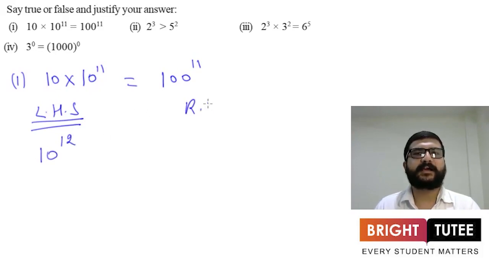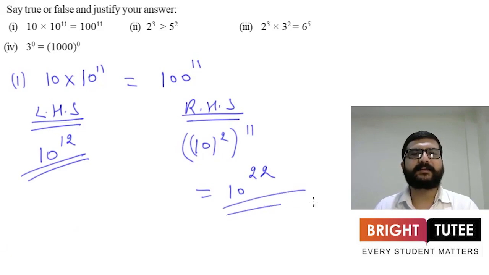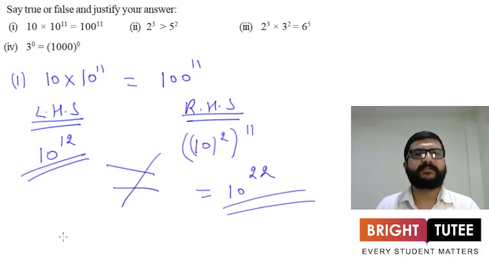Now let's see for RHS. RHS is 100 to the power 11. We can write this as 10 to the power 2 whole to the power 11, because 10 to the power 2 is 100. So this is 100 to the power 11 basically. Now this will give us 10 to the power 2 into 11, that is 22. Now here we are having 10 to the power 12 and RHS is 10 to the power 22, and we know they are not equal. Hence the given statement is false.